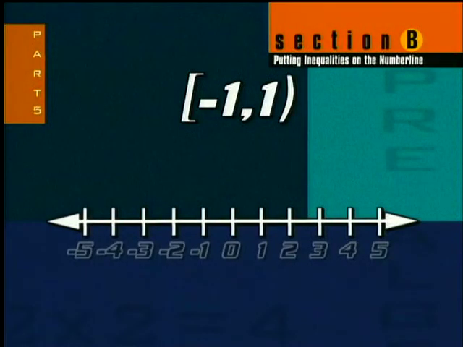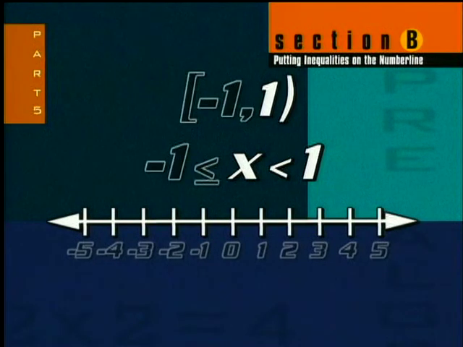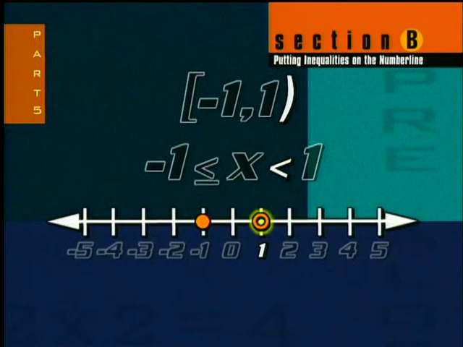Okay, let's do one more of these puppies just to make sure we're on the same wavelength. Take a look. We've got bracket -1, comma, +1, parentheses. This means x is greater than or equal to -1 and x is less than +1. It maps out like this. We've got a filled-in circle at -1 and an open circle at +1. The line in between is shaded.